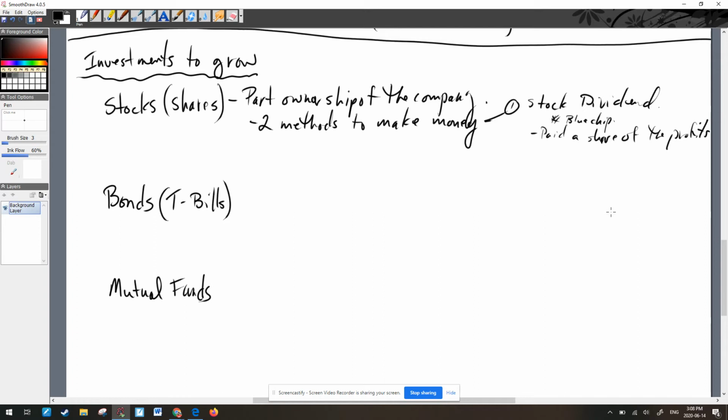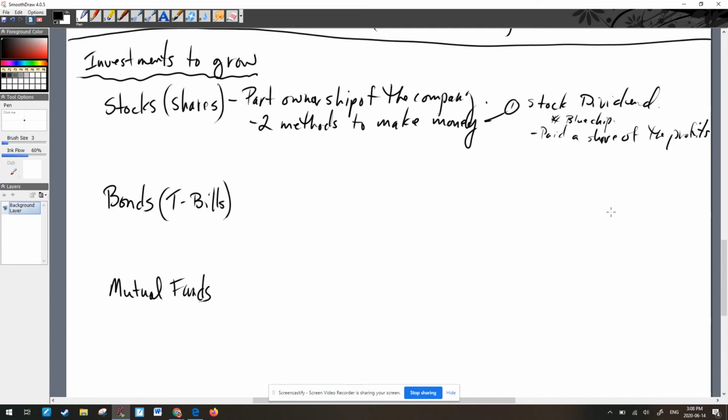So stock dividends are one of the two main ways that you can make money off of stocks. Some of you might have heard of a guy named Warren Buffett. Warren Buffett is one of the richest men in the world. He's known as the Sage of Omaha, and he, typically speaking, invests in companies that pay dividends. He likes companies that are stable and that pay dividends.